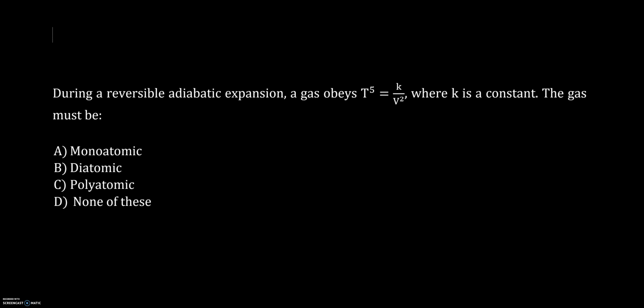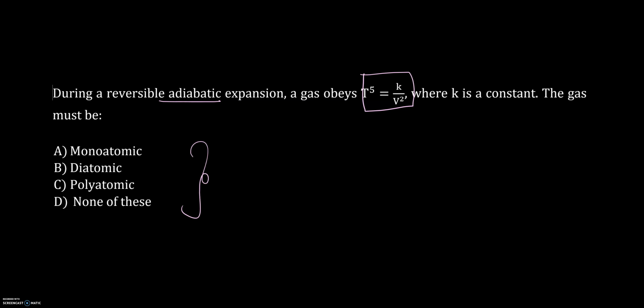Okay, this question is from Thermodynamics, and it says that during a reversible adiabatic expansion, a gas obeys this relationship between temperature and volume, V² T⁵ = K, where K is a constant. Now, this gas must be monatomic, diatomic, polyatomic, or none of these.